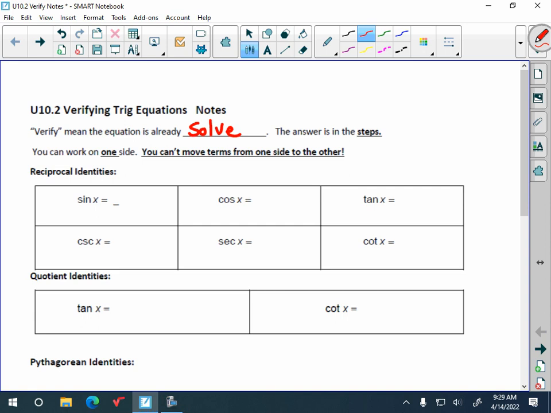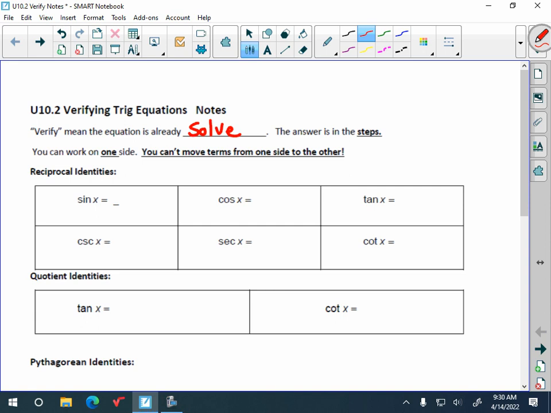You can work on one side of the equation. You're not allowed to move things across the equal sign like you can in a regular algebra problem. Like you can't subtract cosine x over to the other side. You can't divide both sides by some trig function. You can only work on one side. So it's really the same thing as what we've been doing as far as simplifying the trig expressions down. The only difference now is I already tell you what the answer is. You're just going to show me the steps to get that answer.